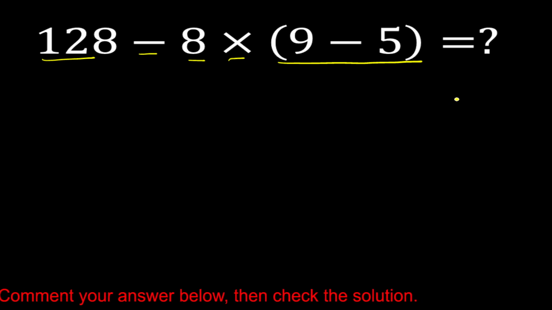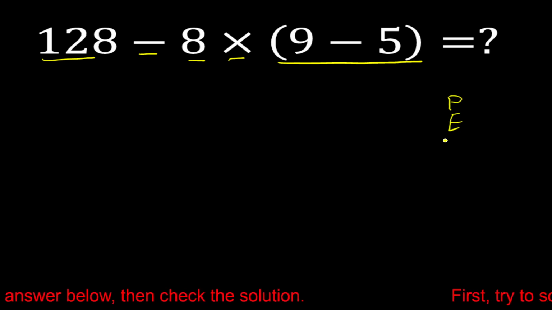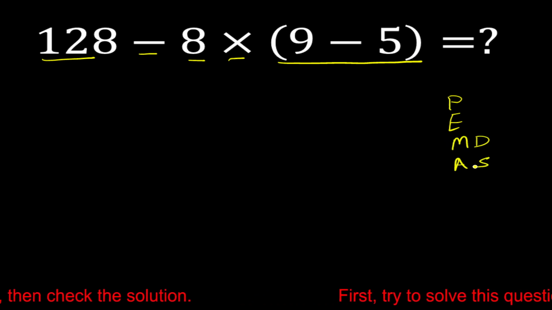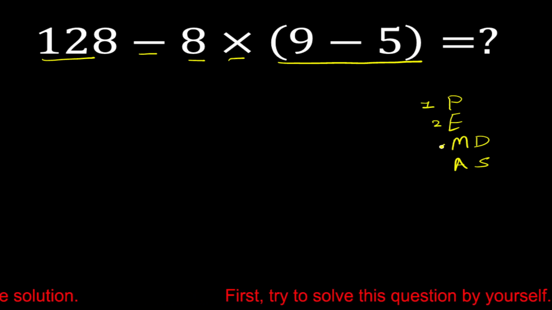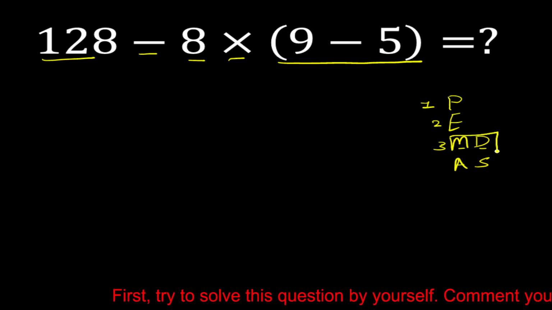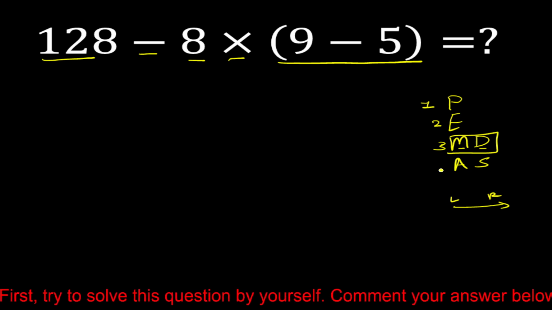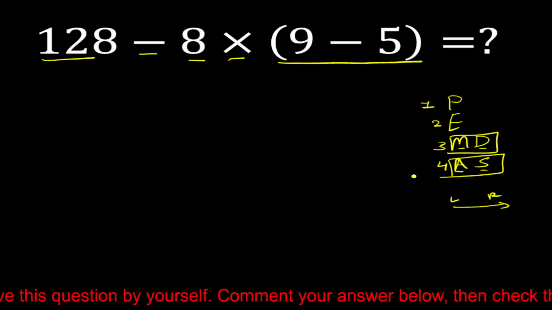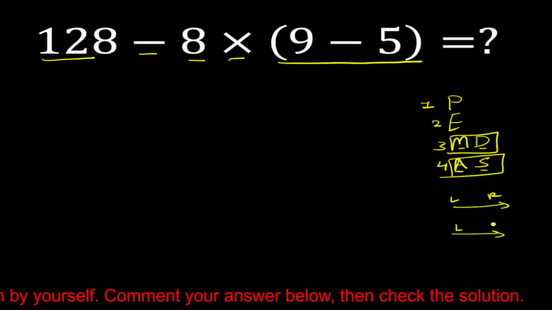So now let's solve this question correctly by using the PEMDAS rule. P, E, M, D, A, S. According to PEMDAS, first priority is parenthesis, second priority is exponents, third priority is multiplication and division. Here multiplication and division both have equal priority, so we have to solve it from left to right. And fourth and last priority is addition and subtraction. Also addition and subtraction both have equal priority, so we have to solve it from left to right.